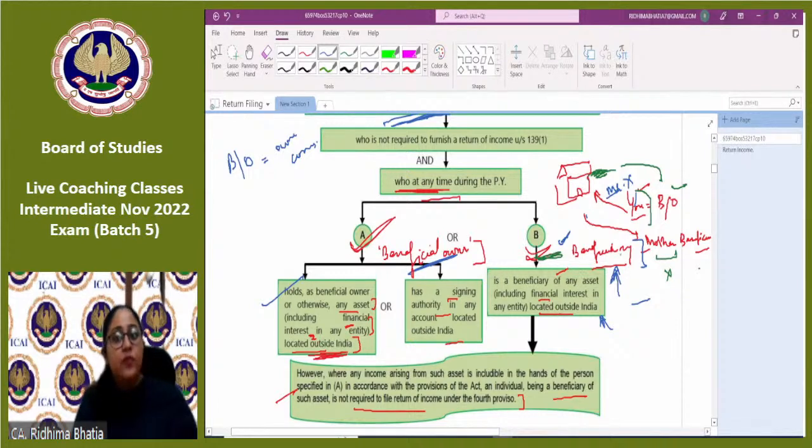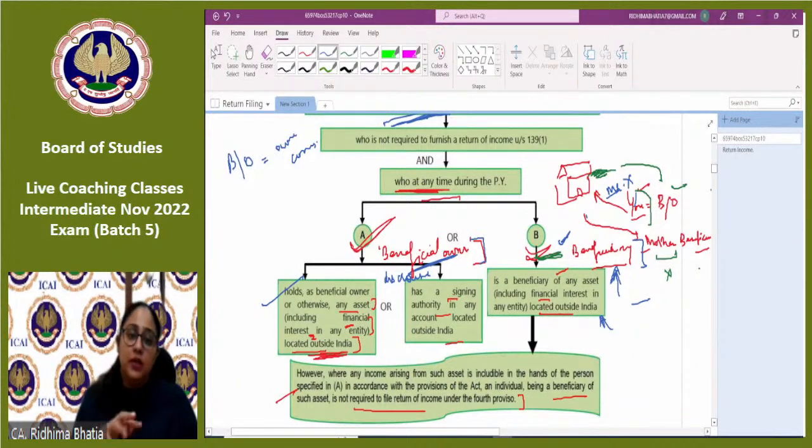ऐसा नहीं है कि मदर ने इनकम शो कर दिया, बेनिफिशियल ओनर इज नॉट रिक्वायर्ड टू फाइल द रिटर्न. ही हैज टू फाइल द रिटर्न. ही हैज टू गिव द डिस्क्लोजर्स in that statement. Even if he does not have any income, he shows nil return. That is not an issue. But these disclosures will go.